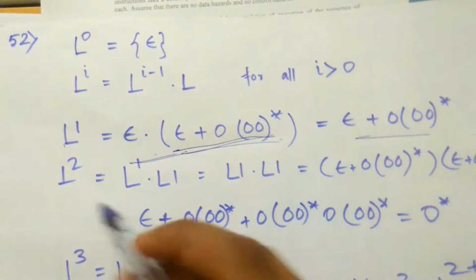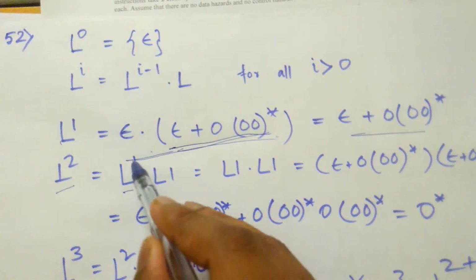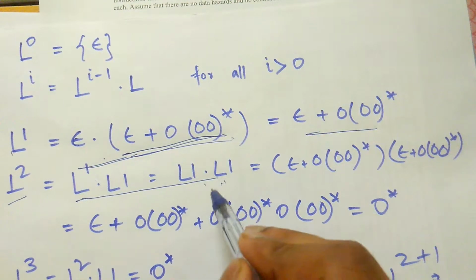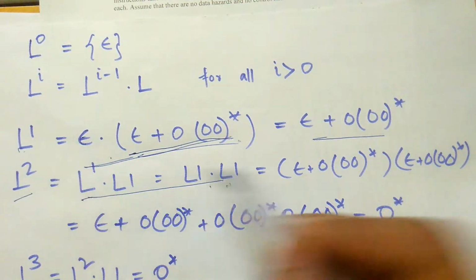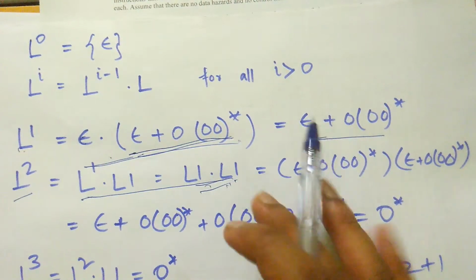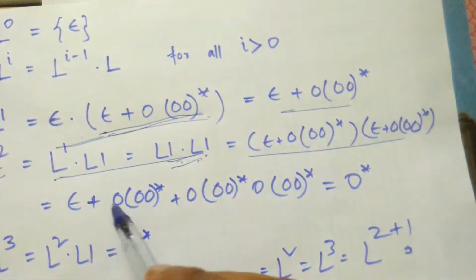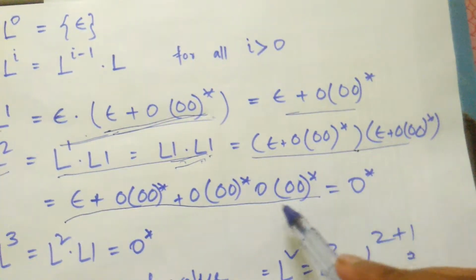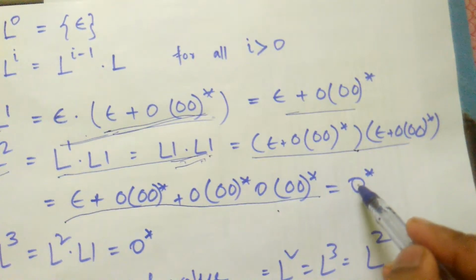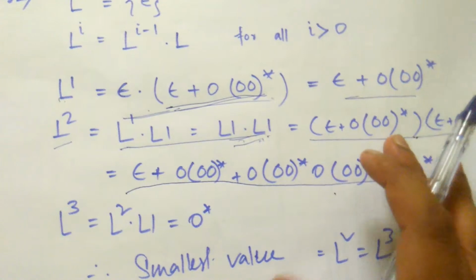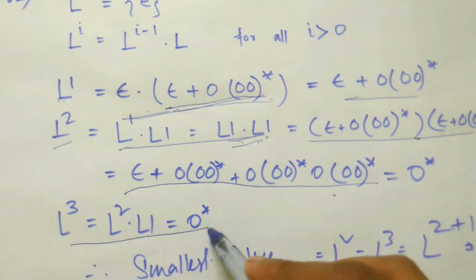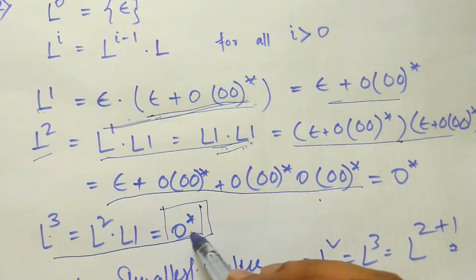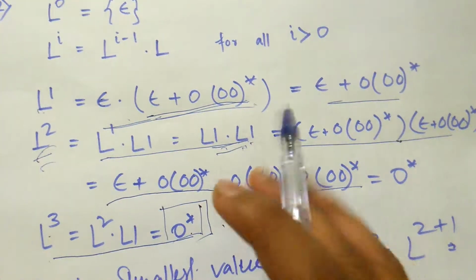After that, for L2 we will get L to the power 1 into L1, that is L1 into L1, because we already got L to the power 1 equal to L1. If we calculate this, we will get this, which is similar to 0 star. And L3, if we calculate again, we will get 0 star. So L3 is also 0 star, and L2 is also 0 star.